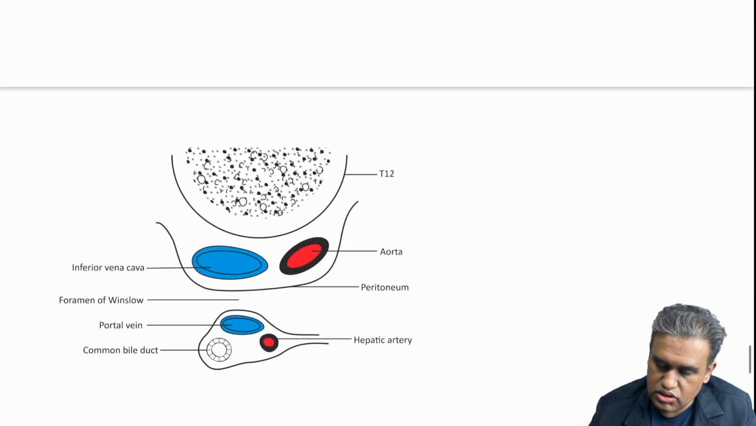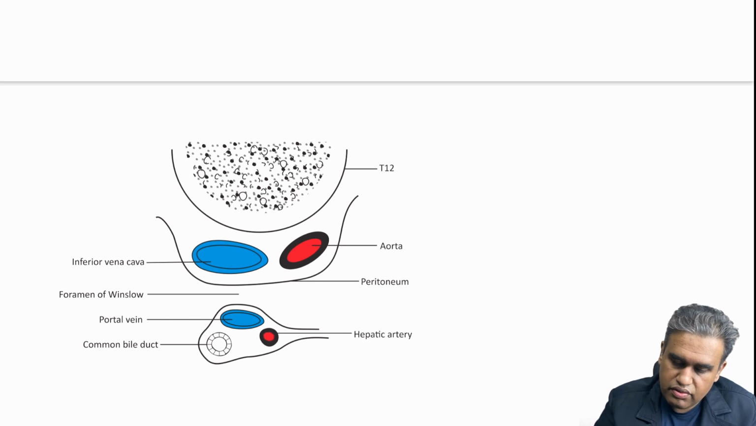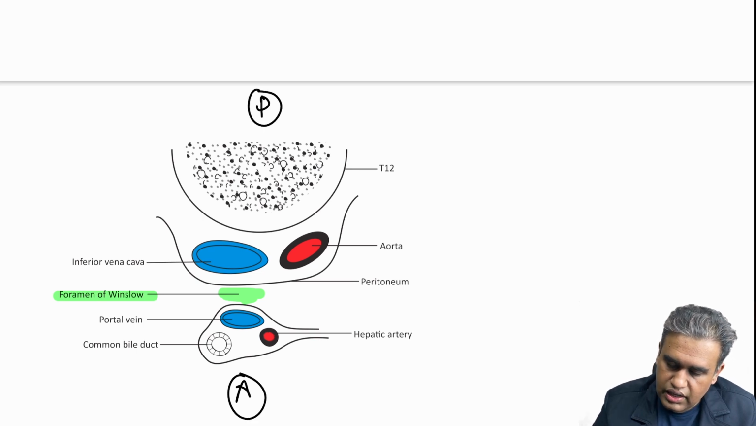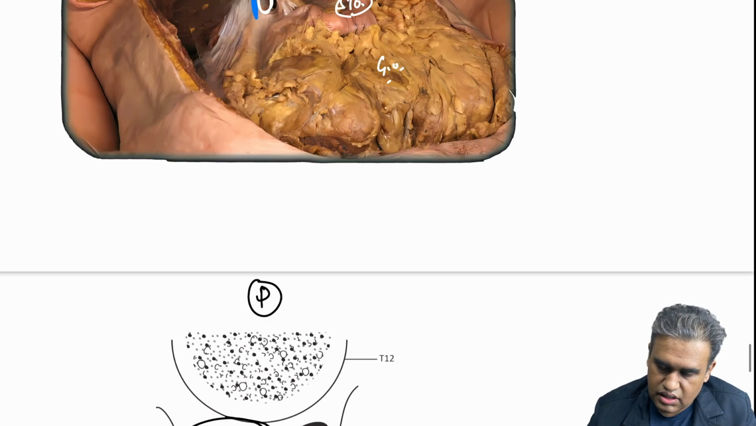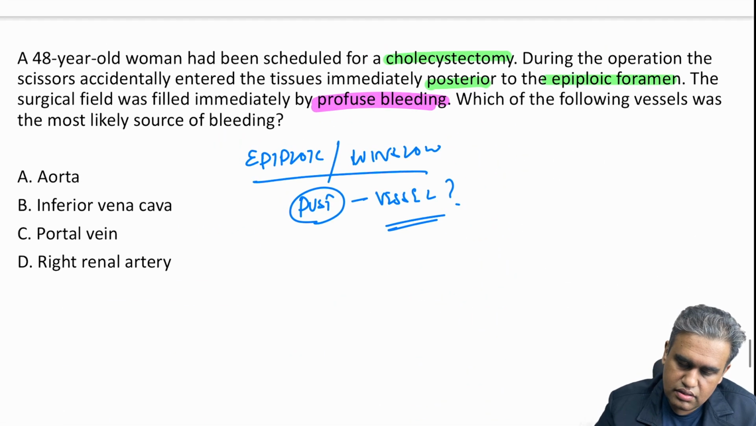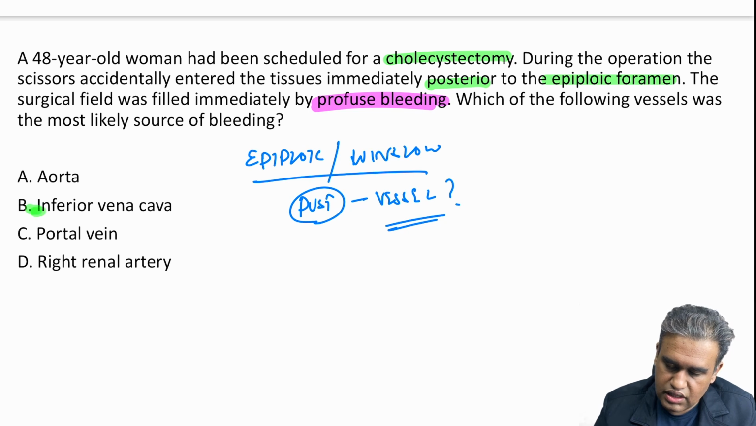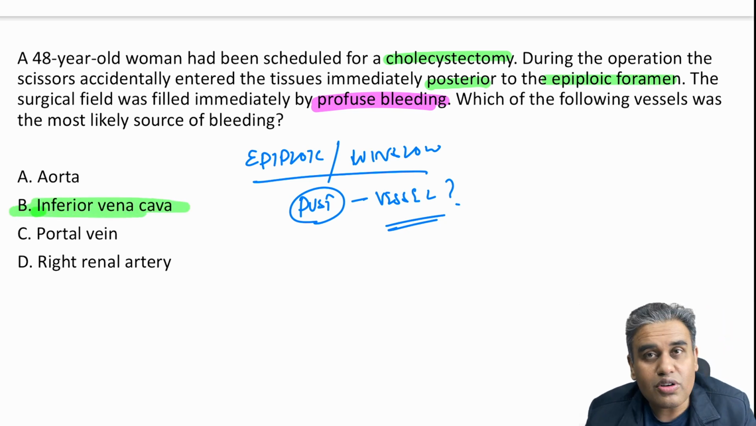Okay, right. So the answer here will be IVC. If you look at another image over here, the epiploic foramen is shown at this site. This is more anterior, this is more posterior, and therefore behind you are seeing the IVC, anterior you are seeing the portal triad structures, right? So if we come back to the question, we can confidently go with the inferior vena cava, option number B.